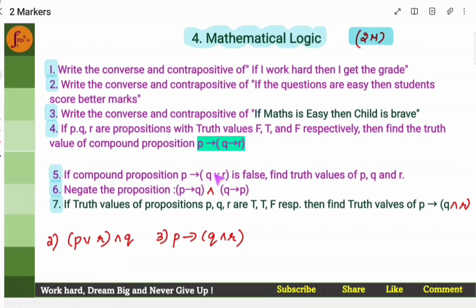Then the other type is where a compound proposition is given, and the result of this proposition is false. You need to find the truth values of P, Q, and R. It's the reverse of this particular question. Then there is negating the proposition, where you'll have to find the negation of this entire expression.